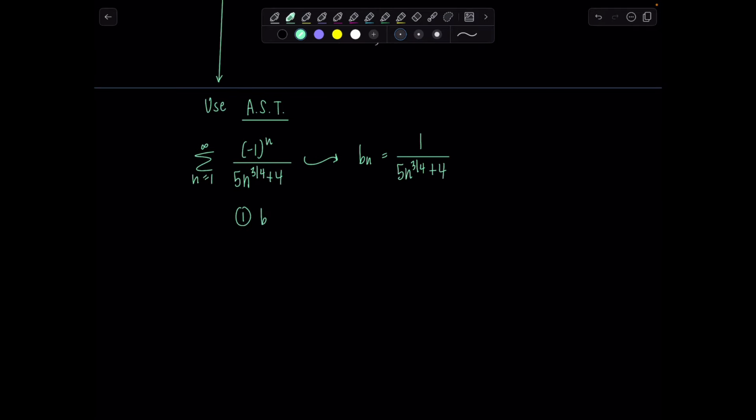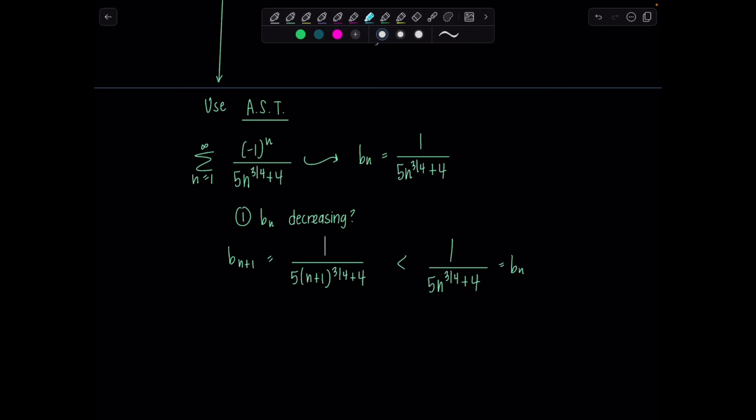First thing is, is b sub n decreasing? You can take a derivative if need be, but don't forget to redefine it as a function of x, or just use an inequality. And that's what I'm going to do. Because look, b sub n plus 1, which is 1 over 5 times n plus 1 to the 3/4 plus 4. If I compare that with just b sub n, I can for sure say it's smaller. Why am I so confident? Well, this denominator is bigger than this denominator. So if the denominator is bigger, then the whole fraction is smaller. Beautiful. Straightforward.